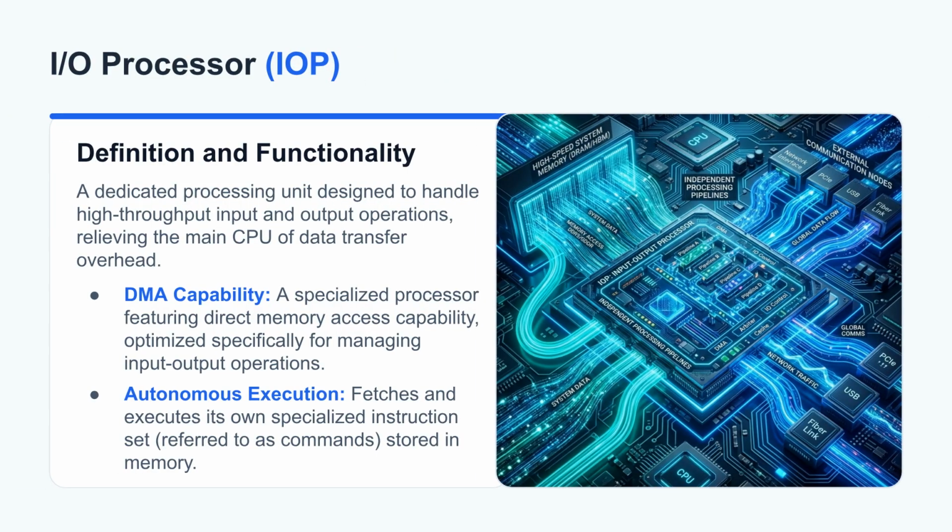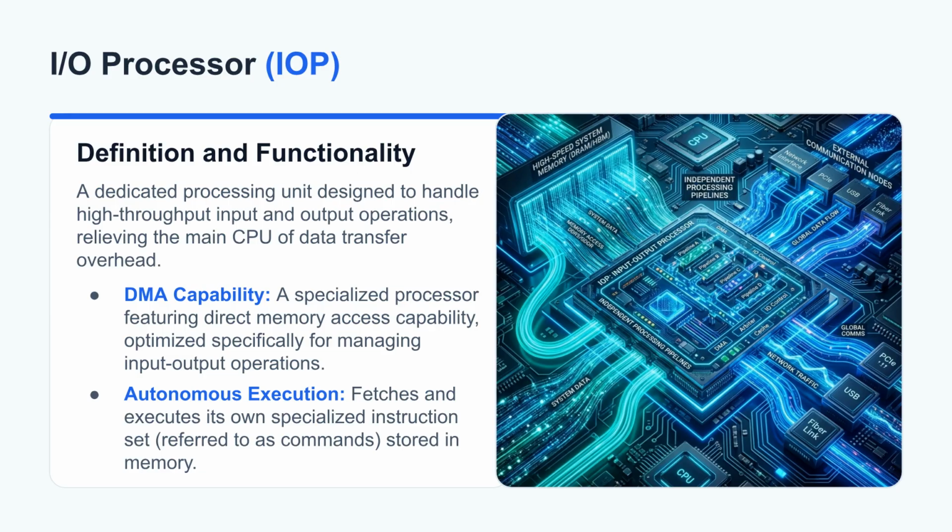Taking the concept of offloading a step further leads to the I/O processor, or IOP. An IOP is an independent processing unit specifically designed to manage high-throughput I/O operations, taking the workload entirely off the main CPU. An IOP possesses direct memory access capabilities, combined with the capability to execute its own instruction set stored directly in system memory. These specialized instructions, called I/O control words or commands, allow the IOP to independently format data streams, parse device control protocols, manage error detection routines, and route complex multi-device communication without requiring step-by-step supervision from the main central processing unit.